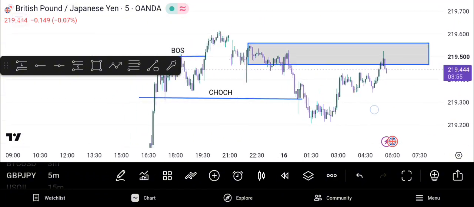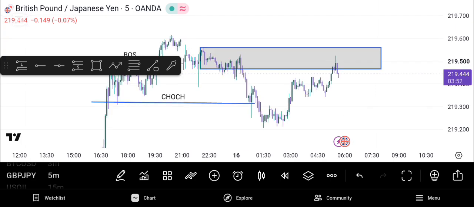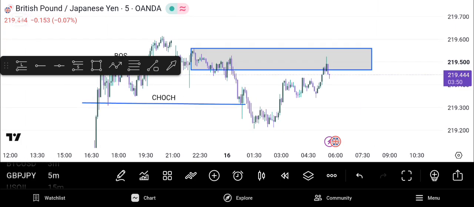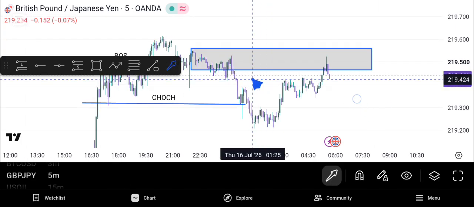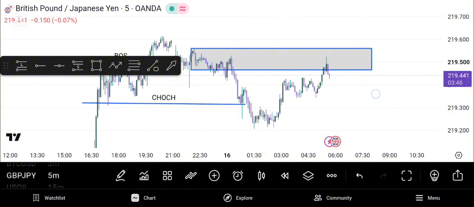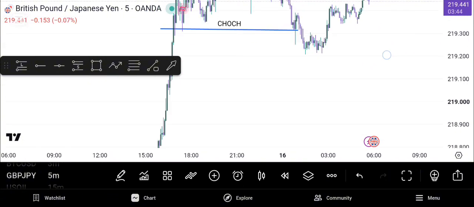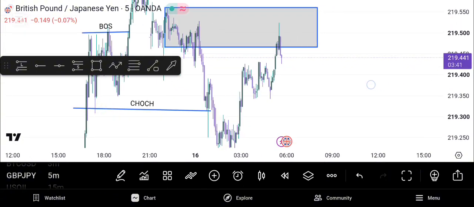Now price came back. If you're trading this market, you enter from the 5 minutes because price reacted from this 5 minutes demand zone, right? But I want to use confirmation entry because I have space to ride this market. So where's the confirmation entry?